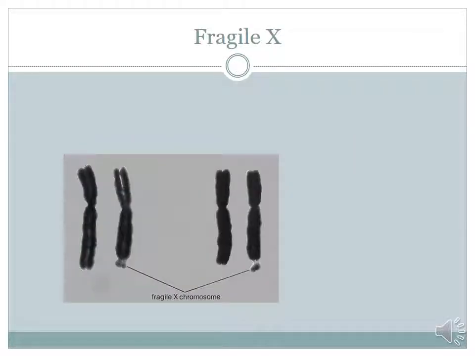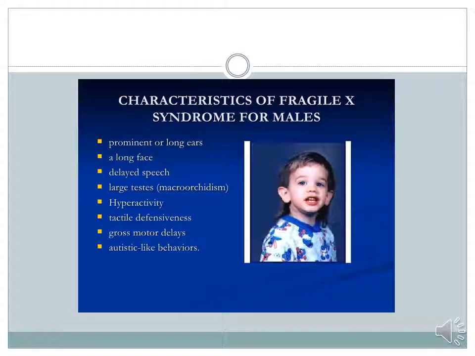This slide is showing Fragile X, where you see the fragile site on the tip of the long arm of the X chromosome, and it's associated, as we've talked about, with an intellectual disability and a characteristic long face that becomes much more pronounced with age. This slide is showing you another child that has Fragile X and some of the characteristics: the prominent long ears, the long face, the delayed speech, large testes, macroorchidism, hyperactivity, tactile defensiveness, gross motor delays, and autistic-like behaviors.